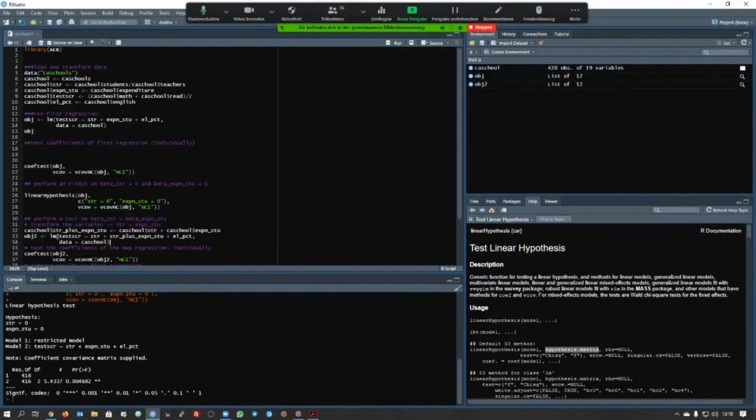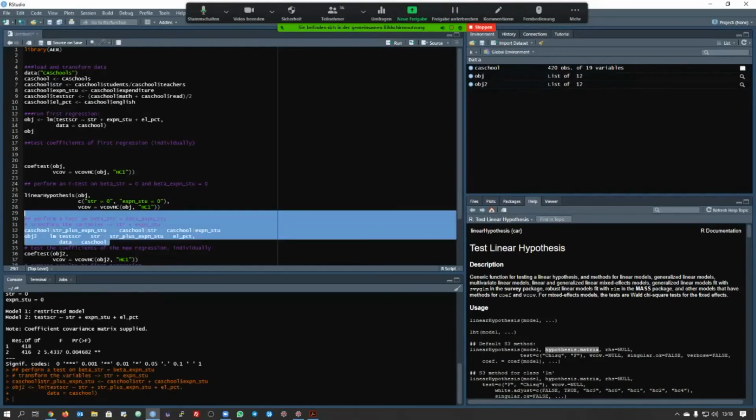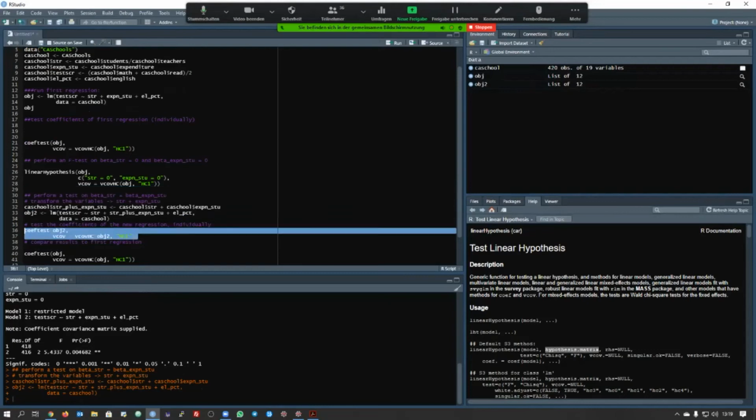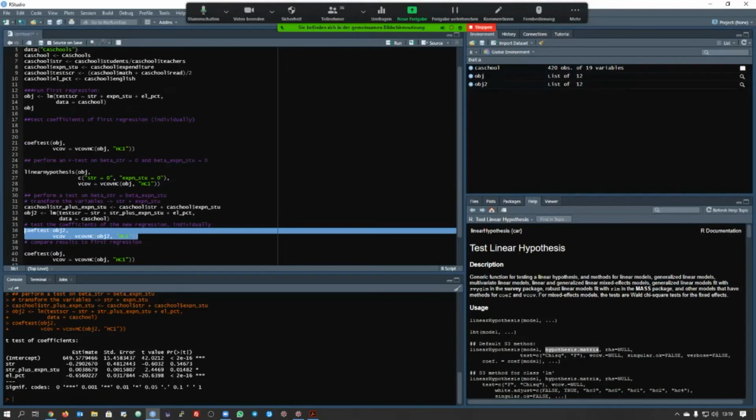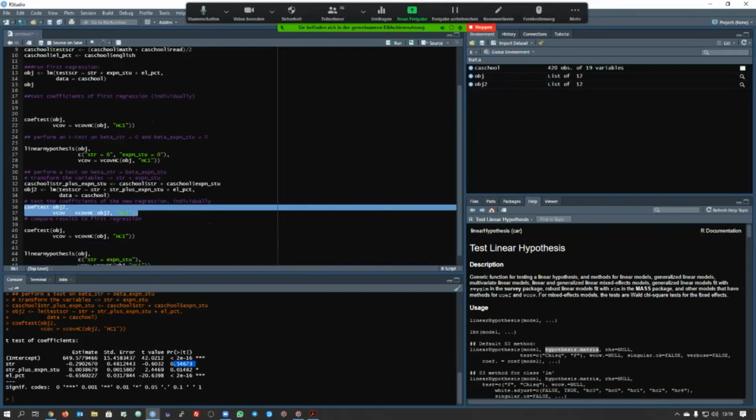Now, if we run this regression, let's just click on the run button, then everything is computed. Then we can have a look at the COEF test. And not very surprisingly, we get the same p-value, 0.54673, for the test of student-teacher ratio. So in this case, student-teacher ratio is not our beta one that we test, whether it's equal to 0 or not, but it's gamma. So we have the same p-value here as we had in our slides back here.